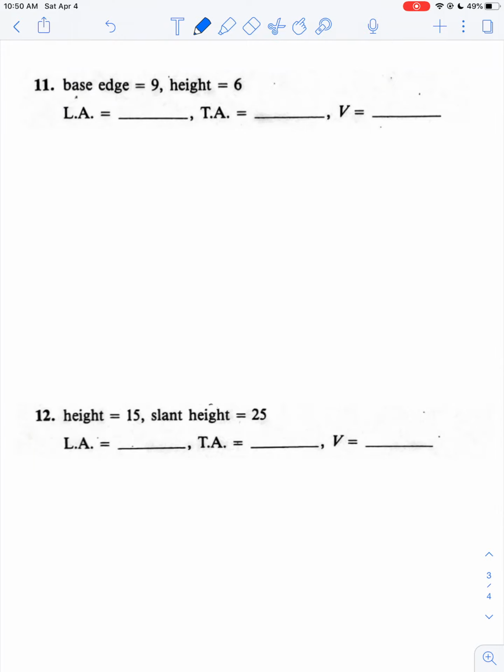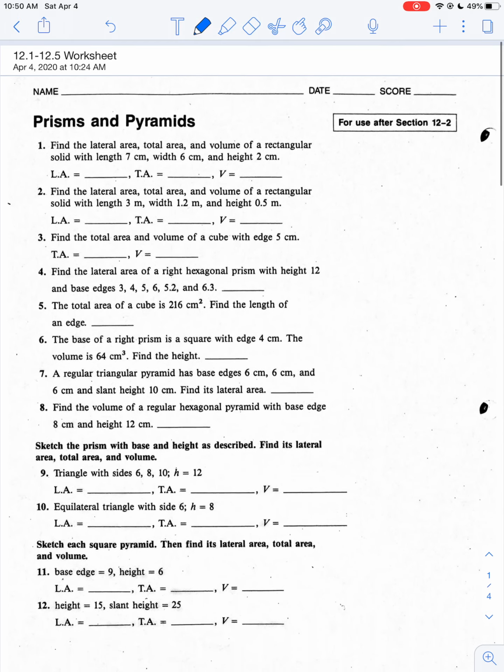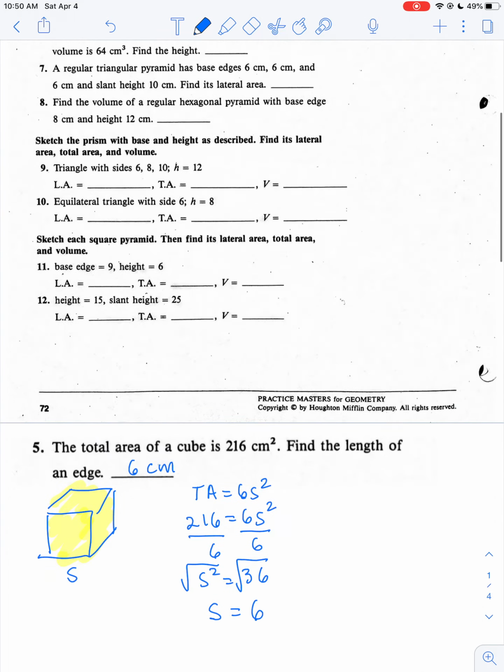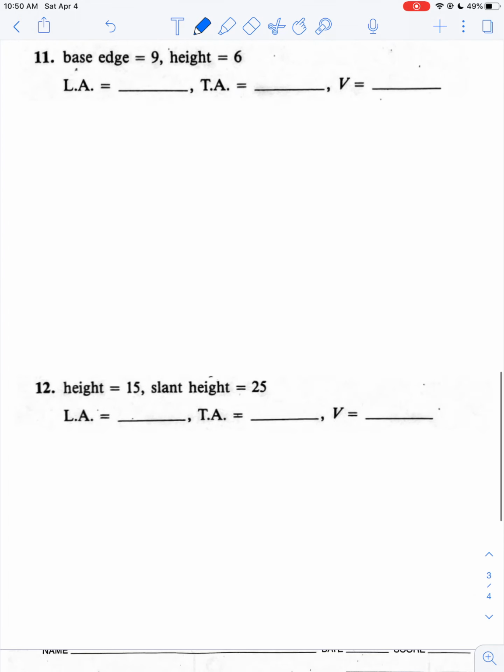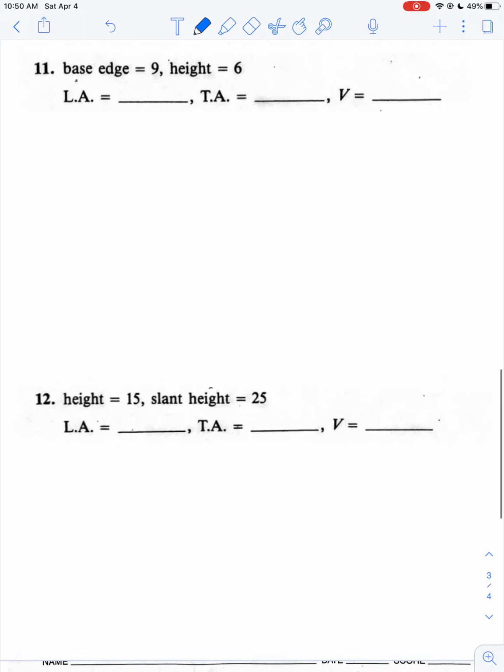This is a video on the Prism and Pyramid worksheet that you had for your first homework assignment. I'm going to explain 11 and 12 to you guys, where you're given a description of a square pyramid. So let's go ahead and sketch the square pyramid first.